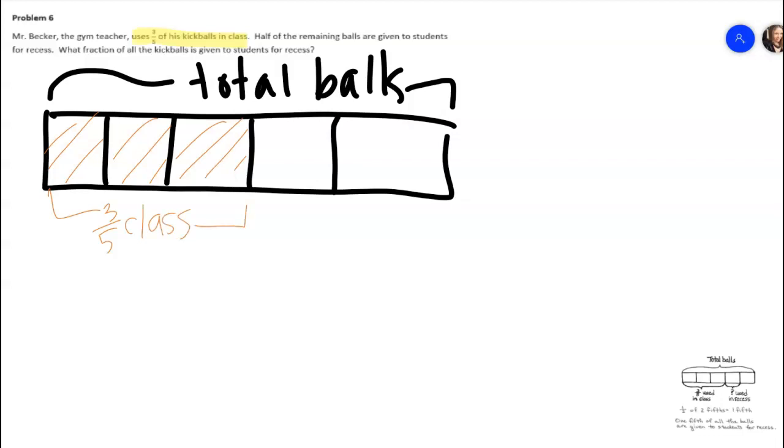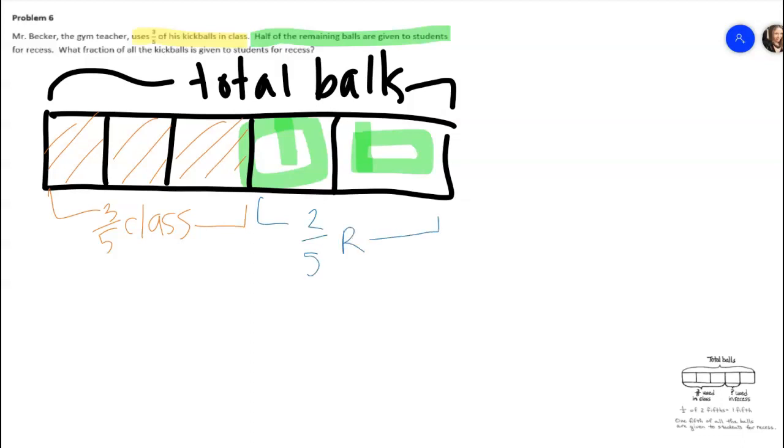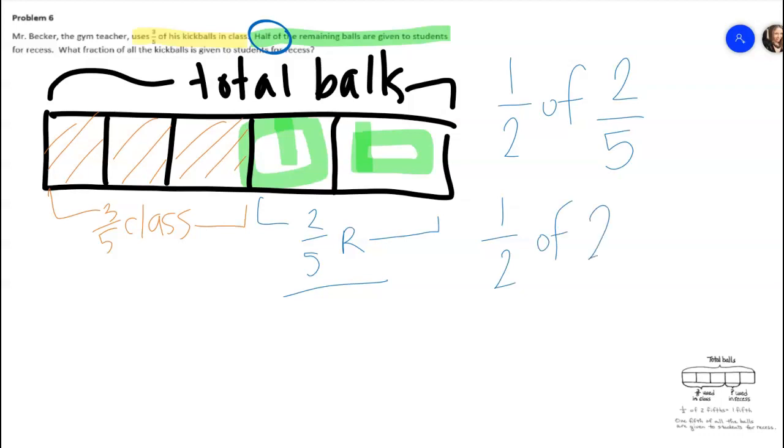It says half of the remaining balls, if you look up here, half of the remaining balls are given to students. So the remaining amount here is 2/5. So we have 2/5 remaining. And it says half of those, half of the remaining balls were given to students. So we're going to be looking for 1/2 of the remaining balls, which is 2/5. Remember, we can also write it with its unit name, saying 1/2 of 2/5.